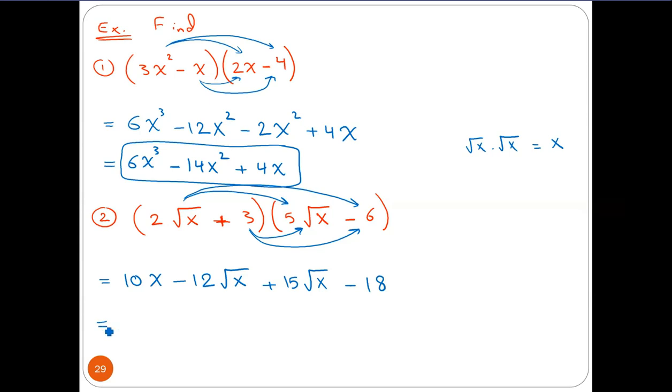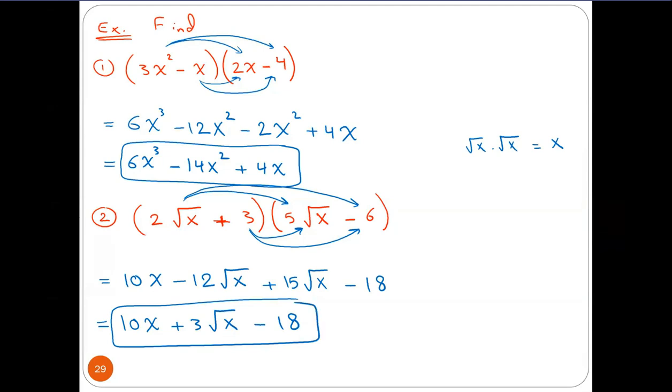So we have 10x and plus 3 radical x minus 18. This is the final solution. Okay, any question?